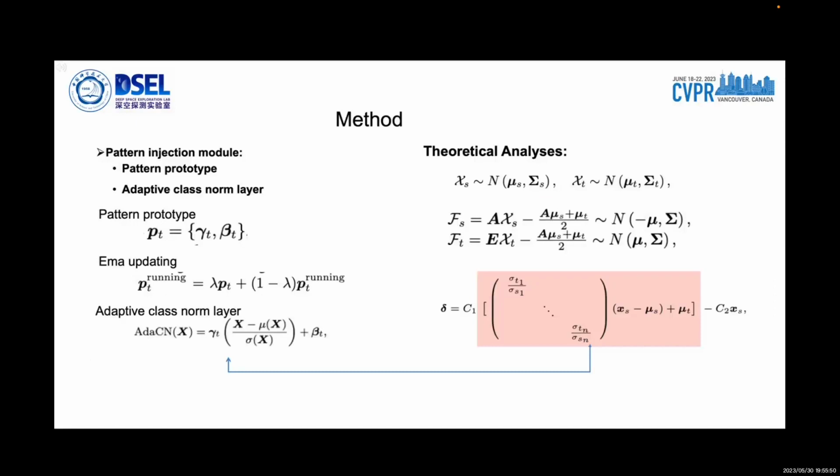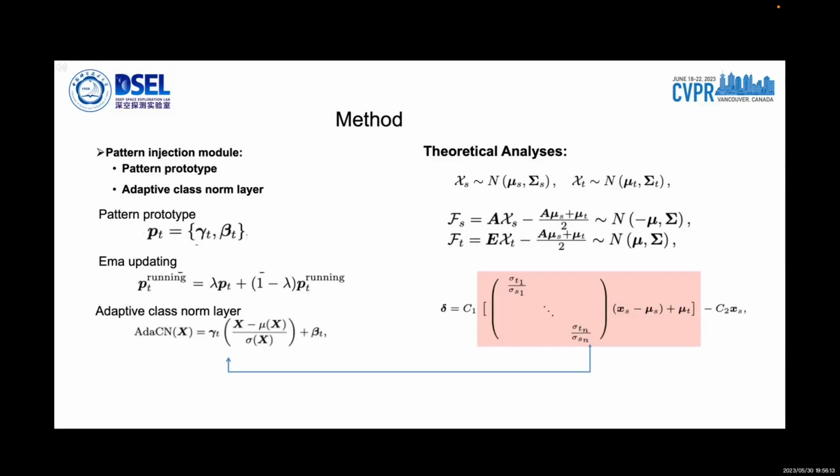For the pattern injection module, we design a pattern prototype, which is extracted from the features of target samples, and we propose an adaptive class norm layer for pattern injection to model the pattern and style of all the target samples. We use exponential moving average to update the pattern prototypes.